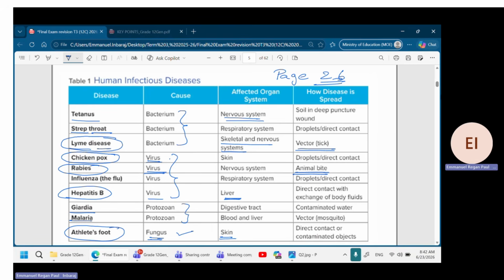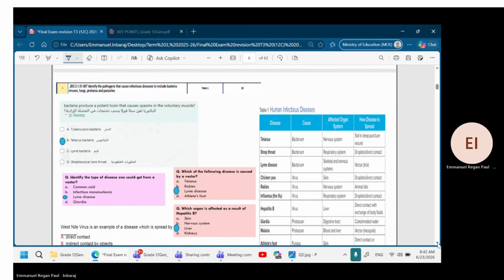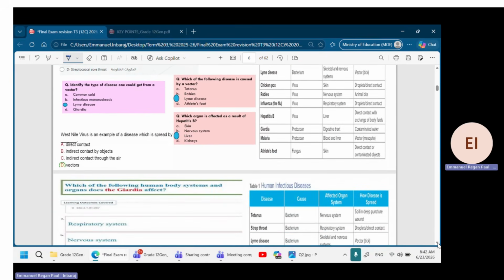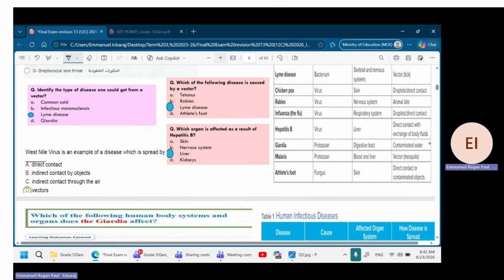I will tell you why. I will show you the questions they have asked in the past. Let me show you the past paper questions. You see here? Here we have some questions in the past paper. Which of the following diseases is caused by a vector? See, I told you, vector. So what is the name of the disease? You have two, Lyme disease and malaria, but here they have given only Lyme disease. So the answer is Lyme disease, caused by a vector.